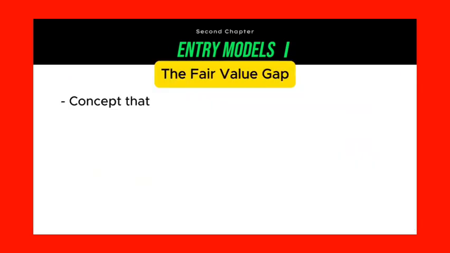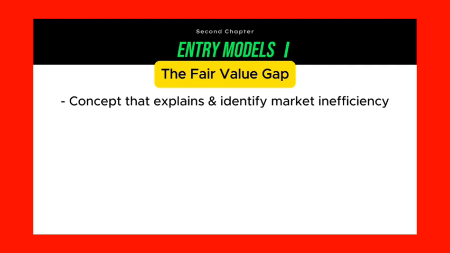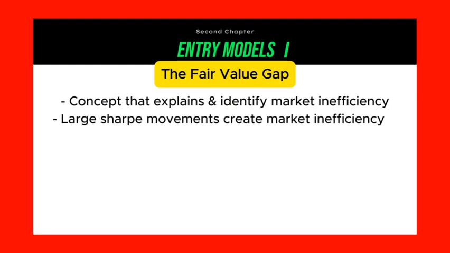The next concept also used for trade entries is the fair value gap, often shortened and spelled as FVG. The fair value gap is a concept that explains that large sharp movements make the market inefficient. The theory is similar to the supply and demand zones, mostly because both break the market's price and make it unfair for one side of participants, buyers or sellers.